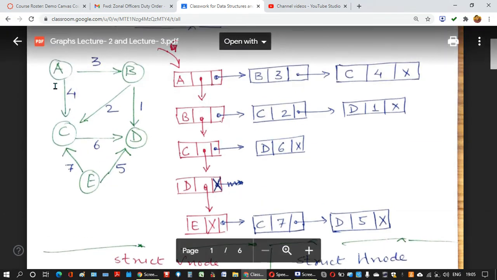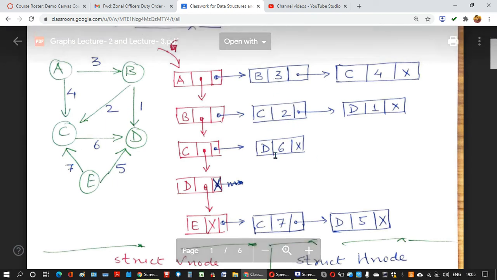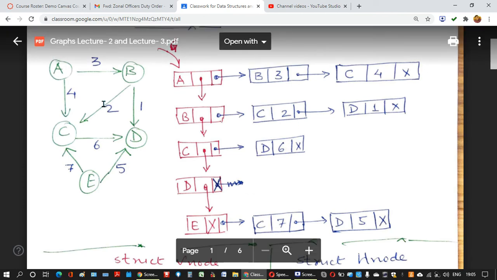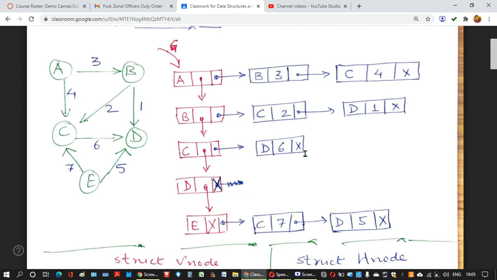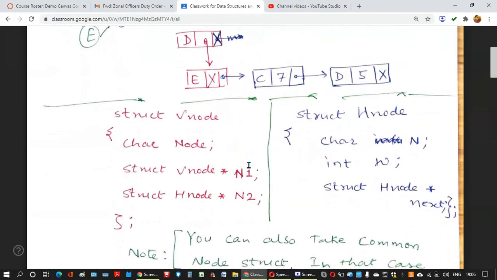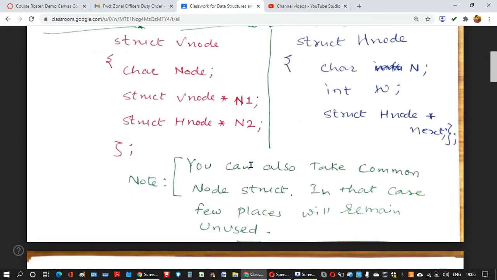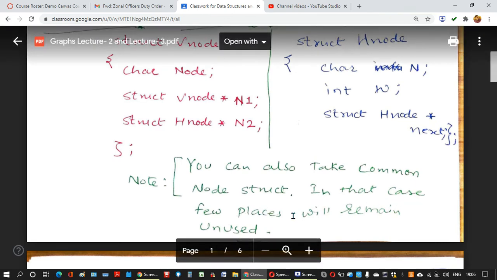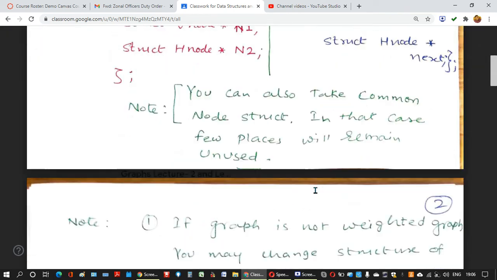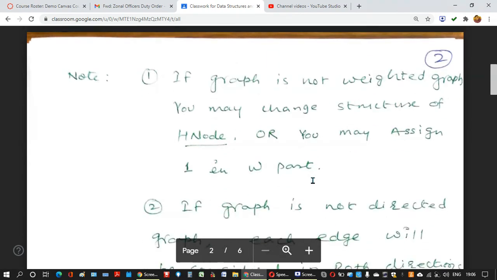Say if this is not a weighted graph, then this weight is not required and you can modify this structure. Say direction is not there, then it will not affect the structure of this much, because A to B you also take and B to A also you will take. So you can modify the structures accordingly. This is not bounded, this is for explanation. So note, you can also take a common node structure. In that case, few places will remain unused. So that is a note here. Then another note is also there.